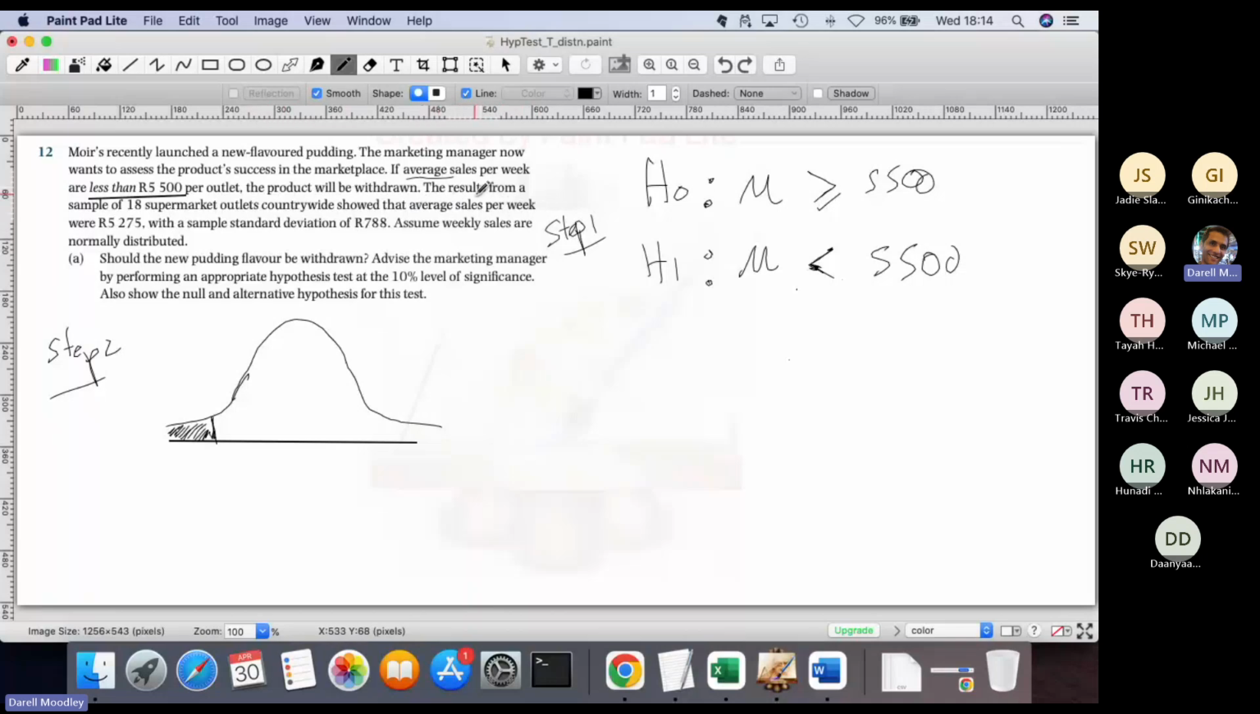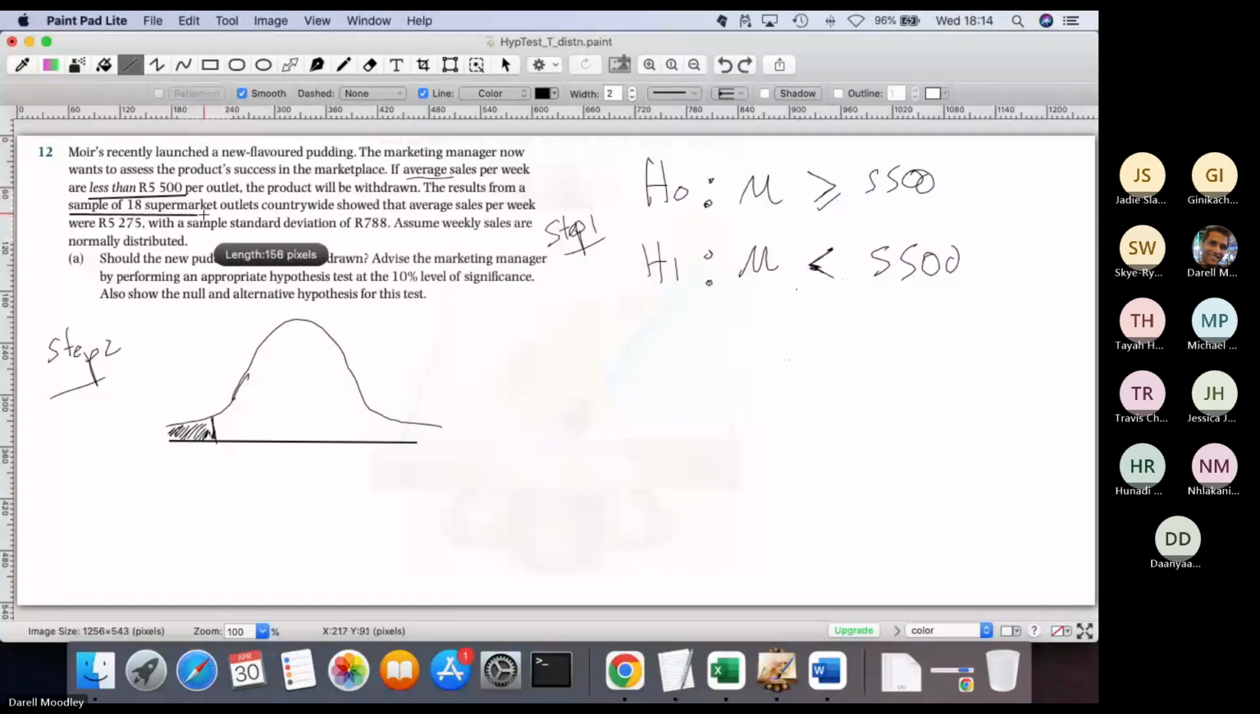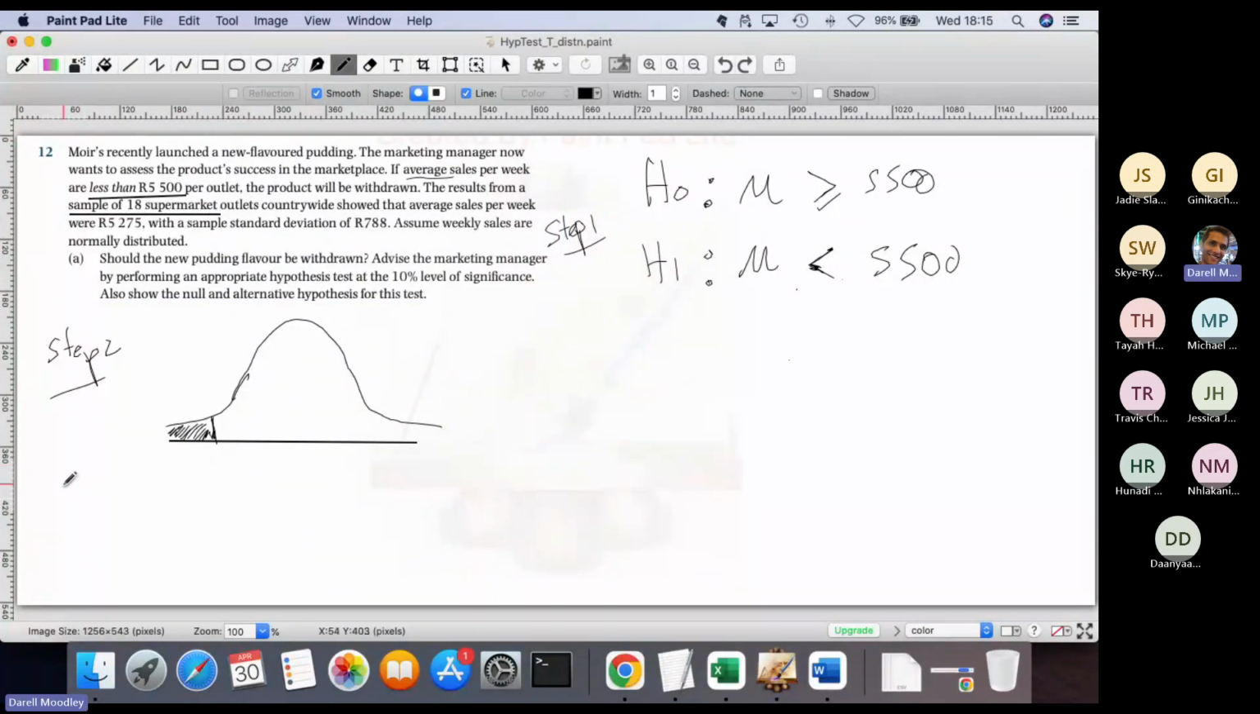Now let's read a bit more about this question. It says the results from a sample of 18 supermarkets. That means the sample size, which is represented by n, is only 18. And remember, we are dealing with averages. If you look here, we're dealing with averages.